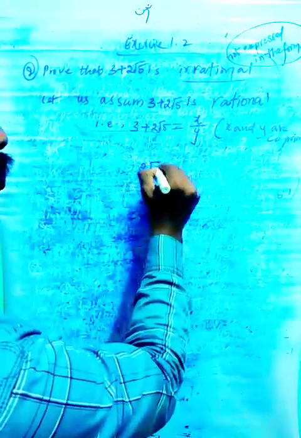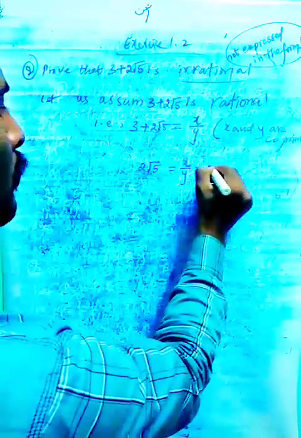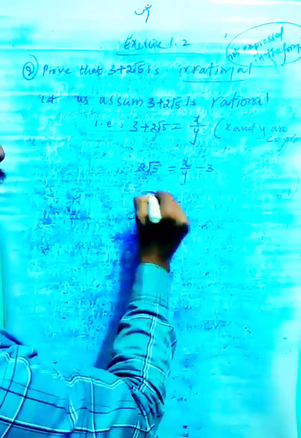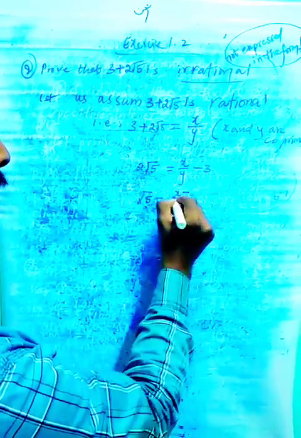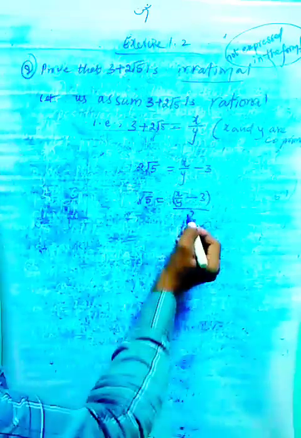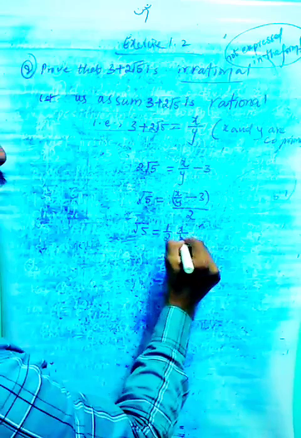Now 2 root 5 is equal to x by y minus 3, because here it is a plus, so the 3 goes to the other side as minus 3. Sending the 2 to that side as well, root 5 is equal to 1 by 2 times x by y minus 3.